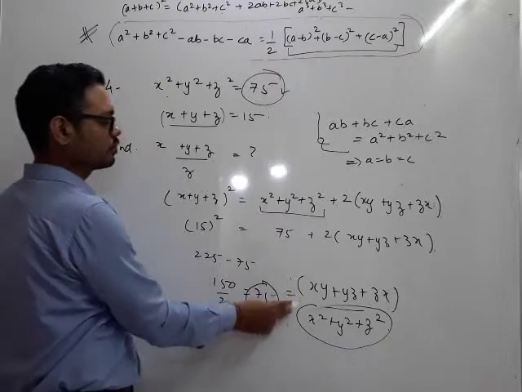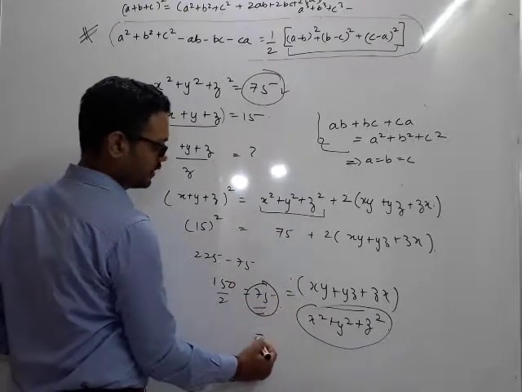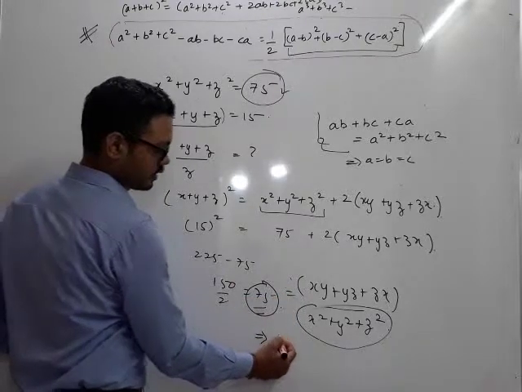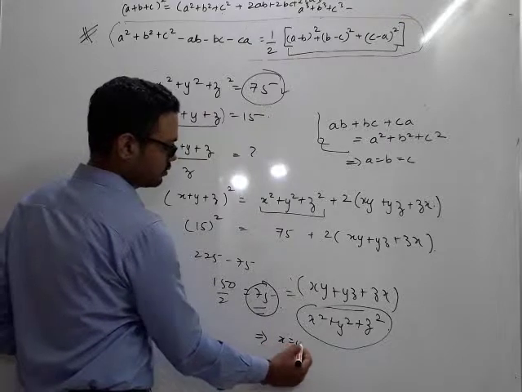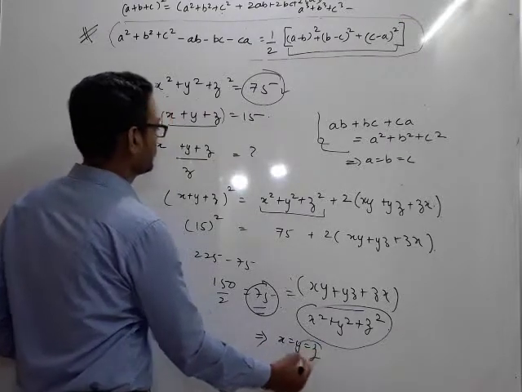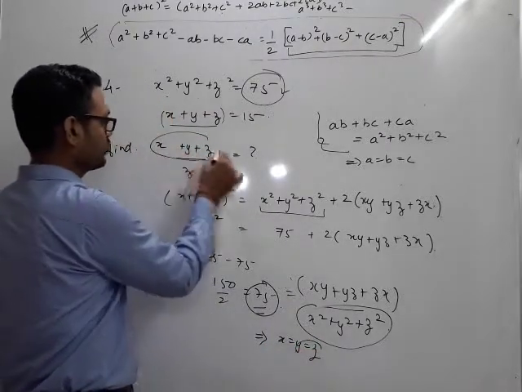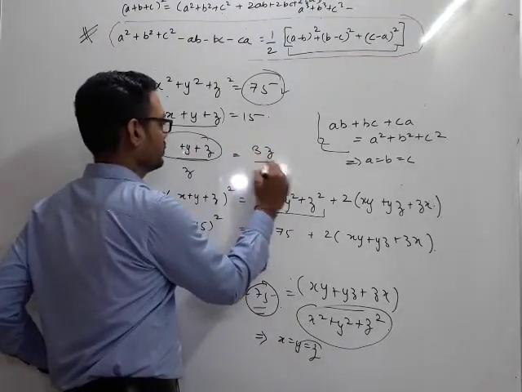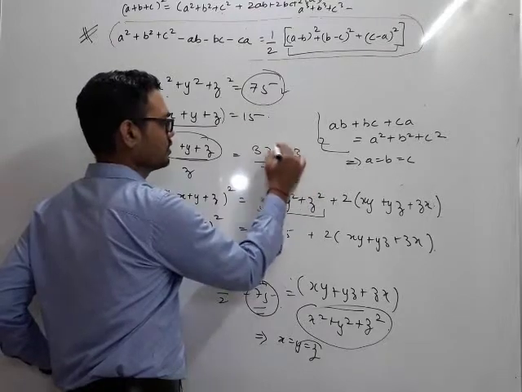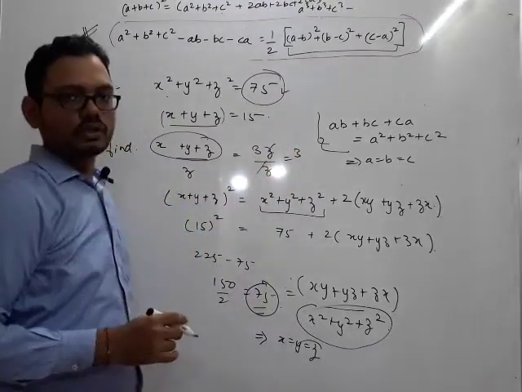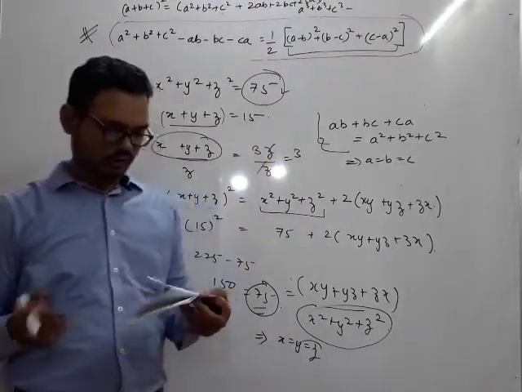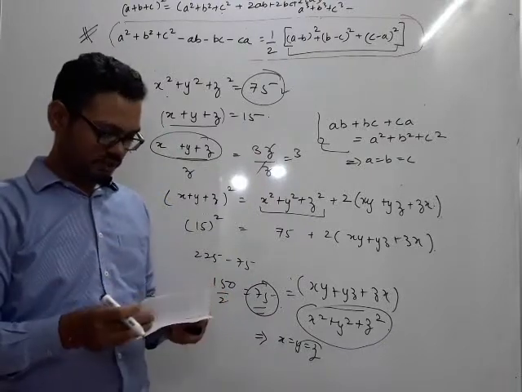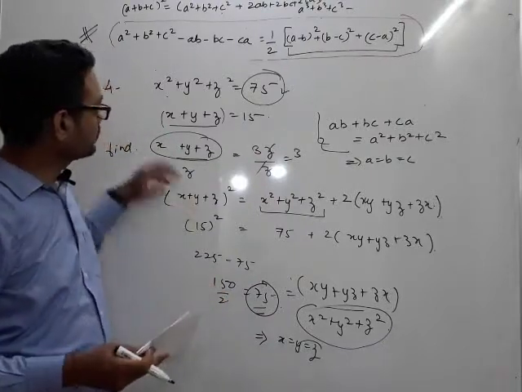The moment these two are equal, we can imply that x is equal to y is equal to z. When x, y and z are equal, what they have asked is thrice of z upon z. Answer is 3. Okay, so this is nothing else but the previous one's application in terms of numbers.